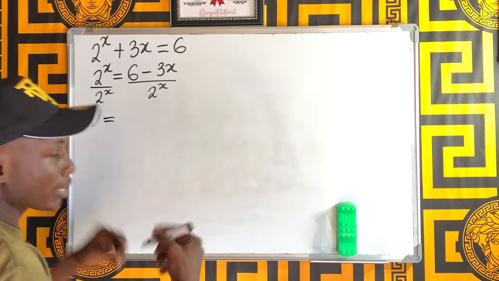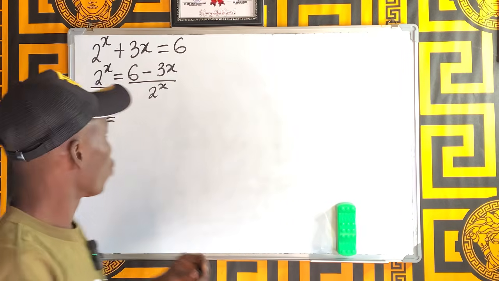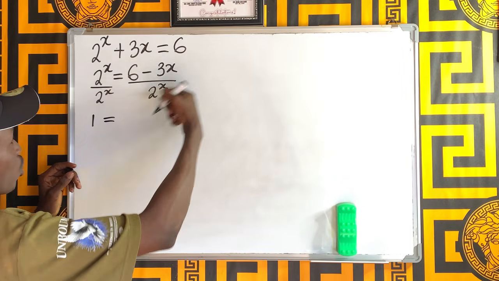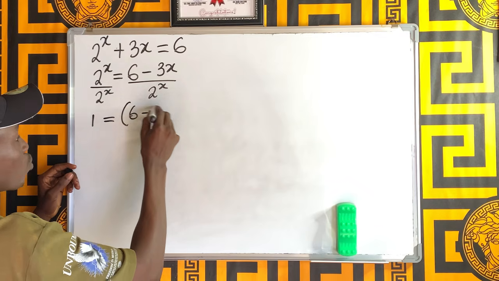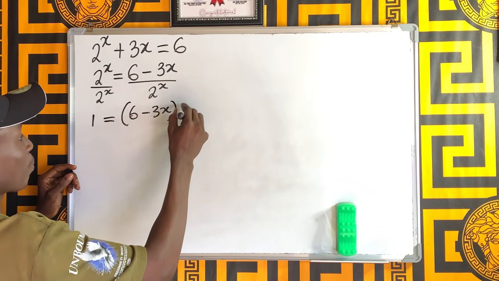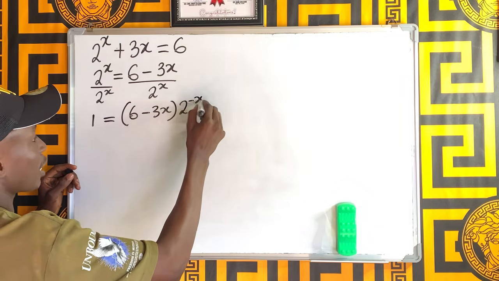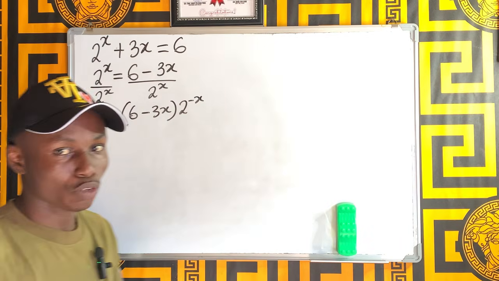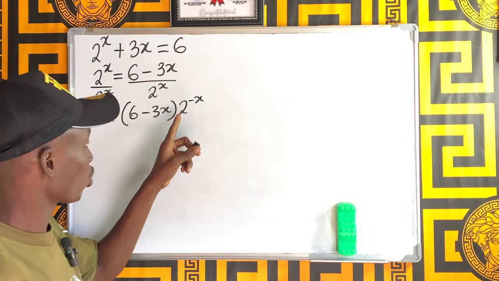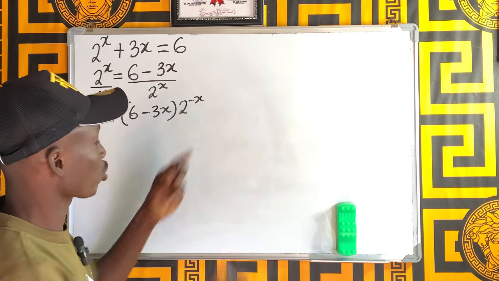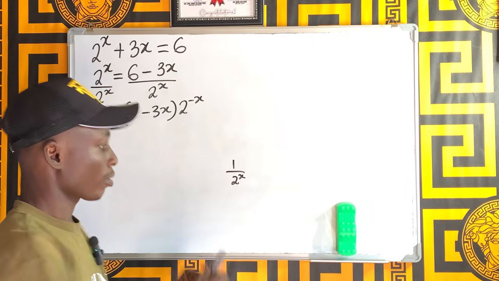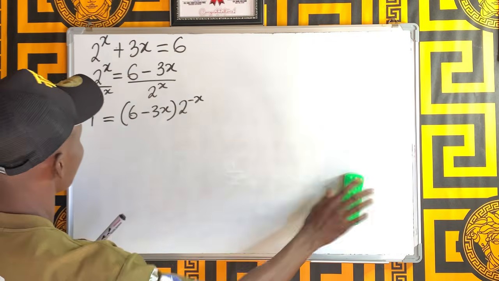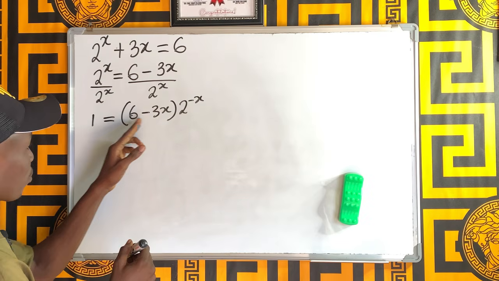By obeying the properties of indices, we can write the whole of the right hand side as 6 minus 3x, then multiply by 2 raised to minus x. Because we know that 2 raised to the power of minus x can also be seen as 1 over 2 raised to x.